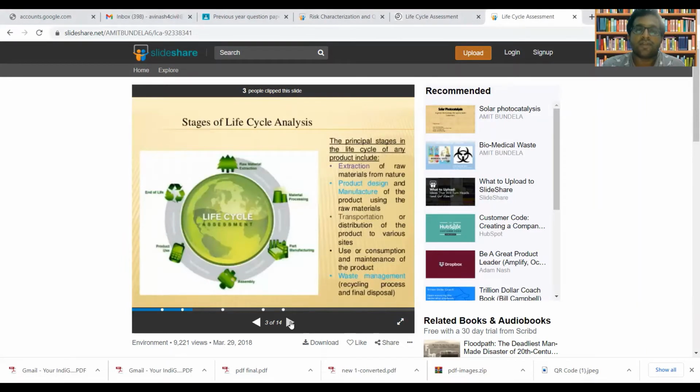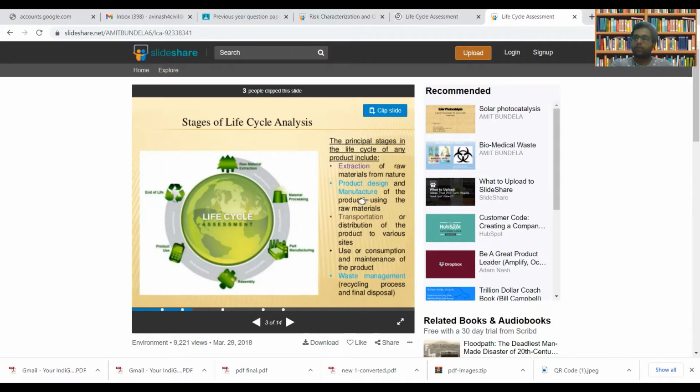Now the stages of life cycle analysis. When you consider the life cycle of any product, the principal stages include, here you can see, raw material collection. From nature, you have to extract the raw materials. Then product design and manufacture of the product using the raw material. After extraction of raw material, the required product needs to be designed and the design needs to be implemented for manufacturing.